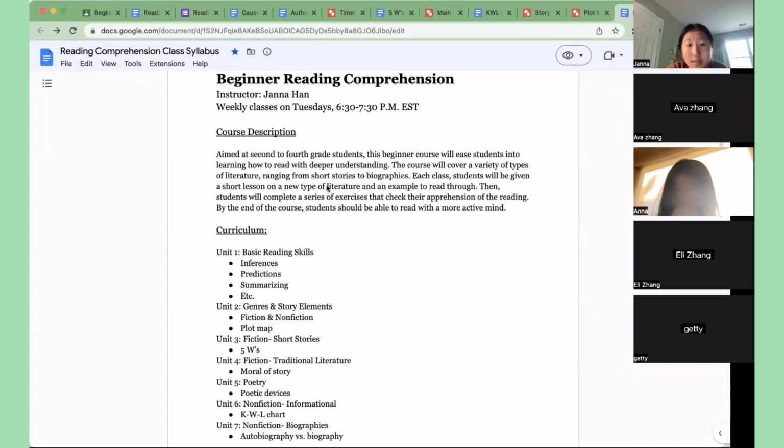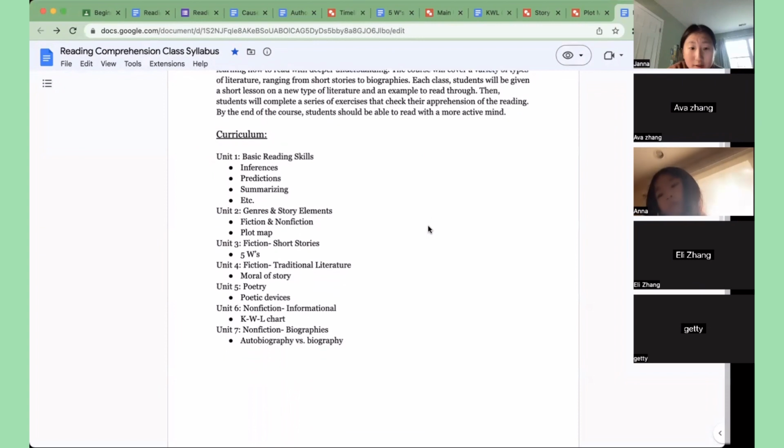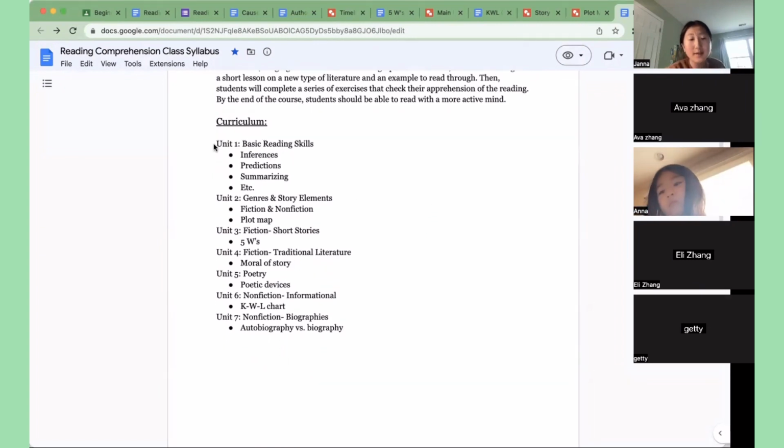This is a beginner course, and it's going to teach you how to read and actually understand what you're reading. And we're going to do a bunch of different worksheets and graphic organizers and read a bunch of different types of literature to get you guys used to that. So let's go over the curriculum. Today, what we're doing is Unit 1, which should be pretty quick. I'm going to start with some introductory material, and then I'm going to get into these basic reading skills, and I'm just going to talk to you about inferences, predictions, summarizing, and all these different types of skills that you guys should be familiar with.